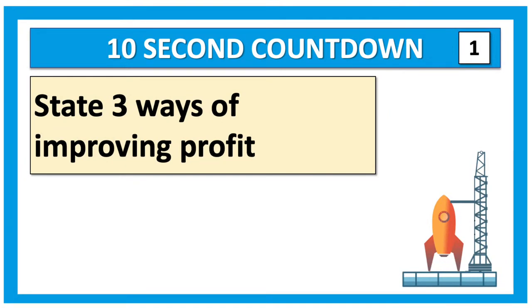Cheers, Mike. I'm glad you saved this one for me. So here we've got an activity called 10-second countdown. We're going to give you 10 seconds, not much, to state in the chat window three ways of improving profit.